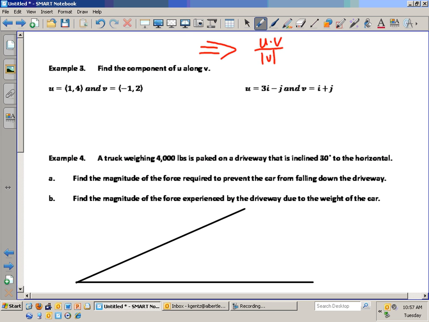And when you first look at that, don't you just kind of want to cross out the v's? You do, but you understand that that's not how vectors work. That's not how vector addition, subtraction, multiplication, division, anything like that works. So we take u times v. Do you remember how to take this vector u times this vector v? 1 times negative 1 plus 2 times 4. Very good. Divided by, how do we find the magnitude of v? Square root of a squared plus b squared, or negative 1 squared plus 2 squared.